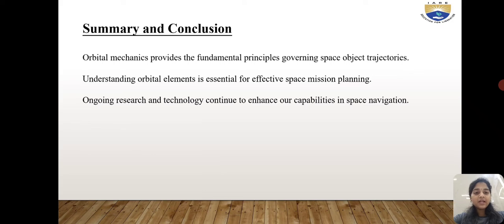Coming to the summary and conclusion, orbital mechanics provides the fundamental principles governing space object trajectories. Understanding orbital elements is essential for effective space mission planning. Ongoing research and technology continue to enhance our capabilities in space navigation.